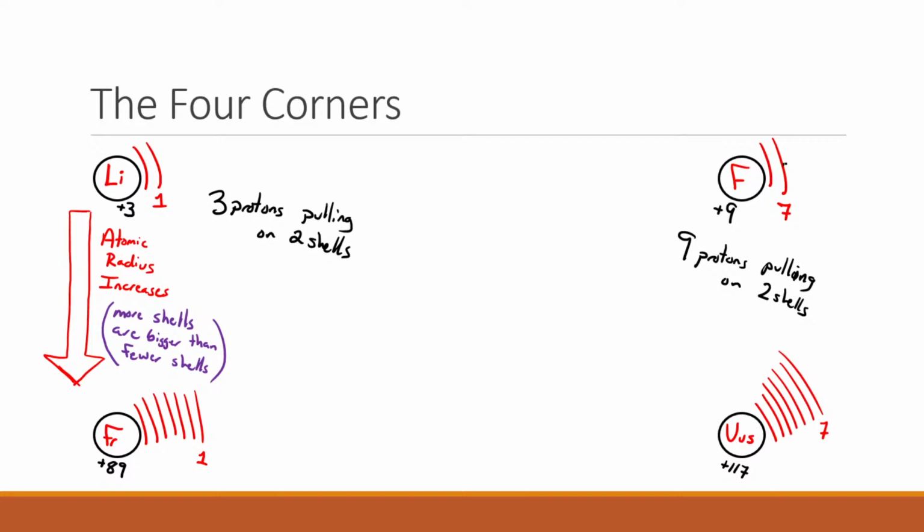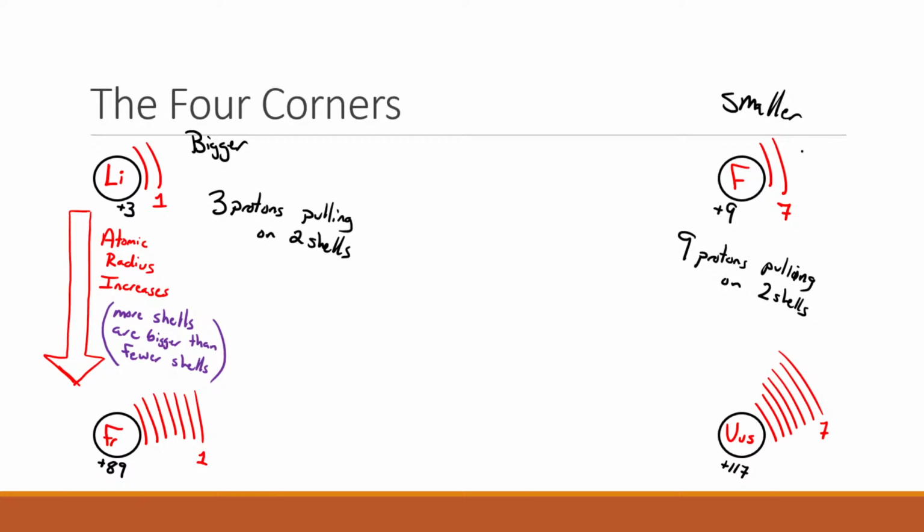So 9 protons pulling inward on 2 shells is going to actually contract those shells. It's going to pull them in closer to the nucleus, which is going to make fluorine smaller and lithium a little bit bigger. Those 9 protons can take that second shell and pull it just a little bit inward to make fluorine smaller than lithium.